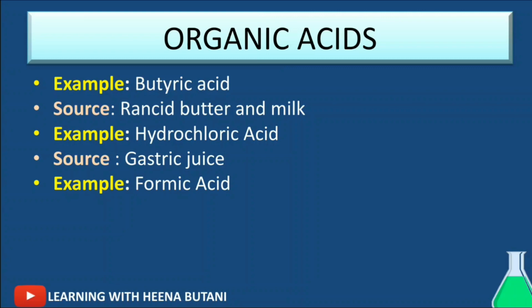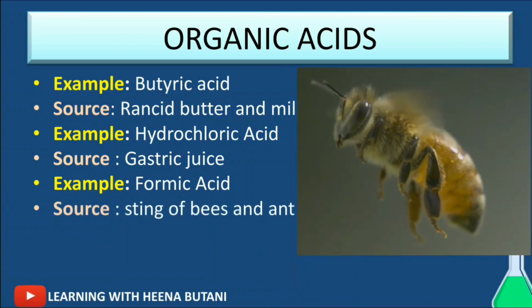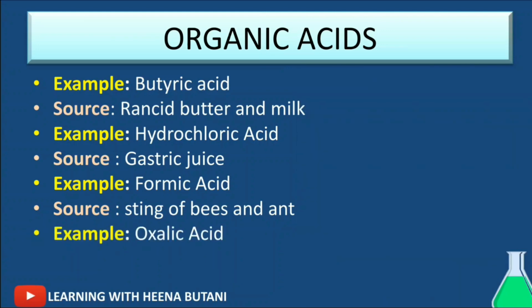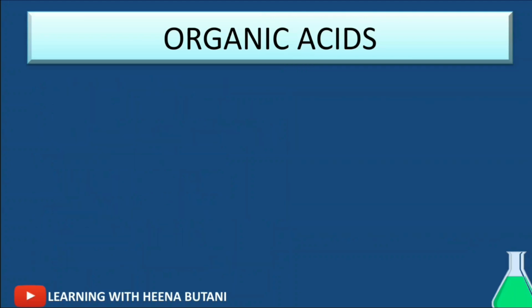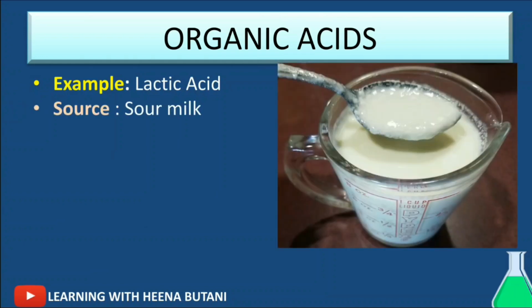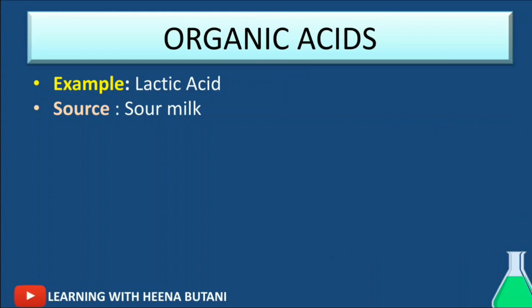Next one is formic acid. Formic acid is present in the sting of bees and ants. When actually they bite us, they release some acid under our skin, and that acid is formic acid. Next one is oxalic acid. Source of oxalic acid is tomatoes and spinach. Next example is lactic acid, and source of lactic acid is sour milk. Lactic acid is present in sour milk.